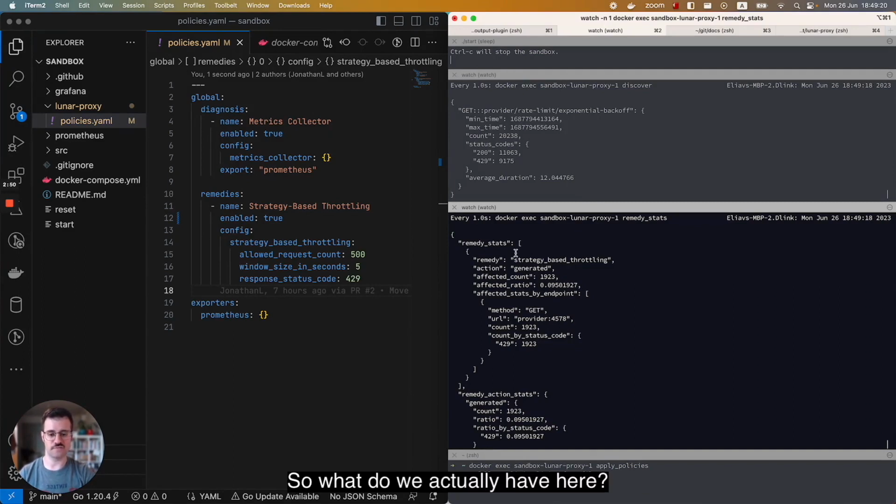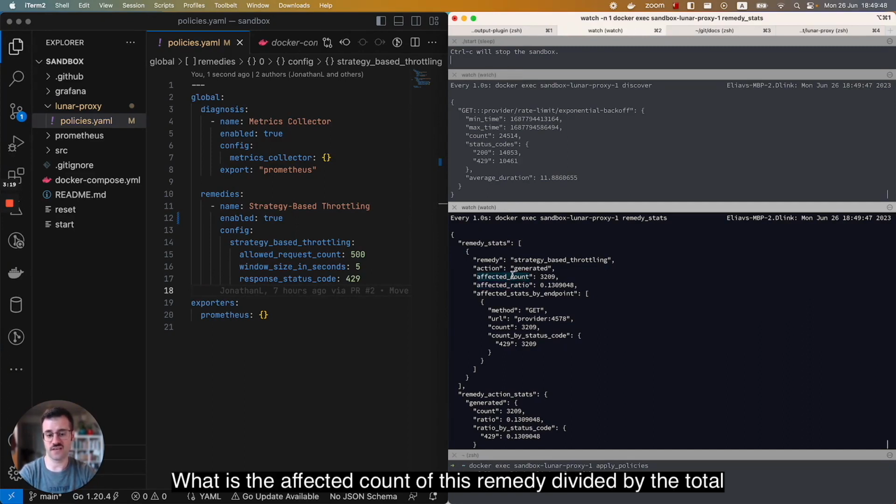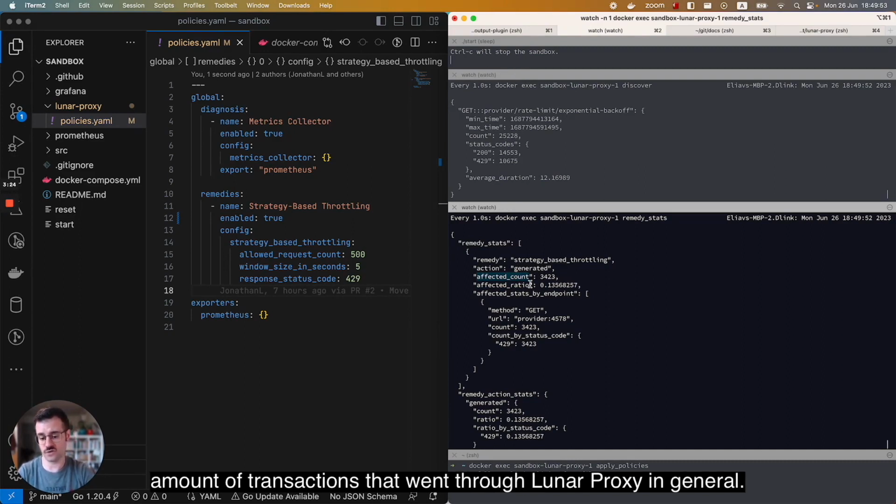So what do we actually have here? Our system might have more than one remedy, so remedy stats is actually a list of all the remedies that had any effect during the run of the system. Per remedy, we can see the action that it did. In this case, it generated responses, so the action is generated. What was the total affected count? What was the affected ratio? The ratio is the affected count of this remedy divided by the total amount of transactions that went through Lunar Proxy in general.